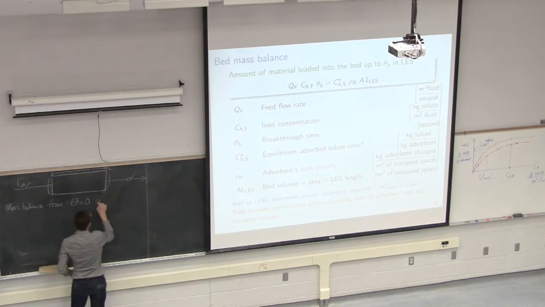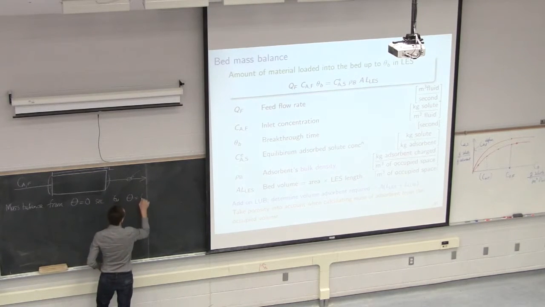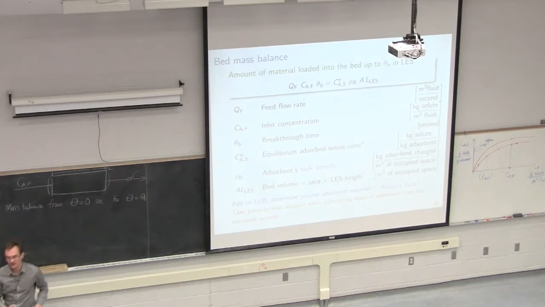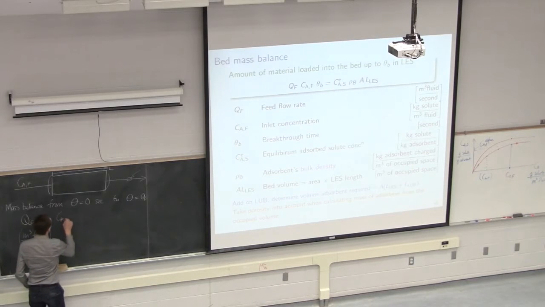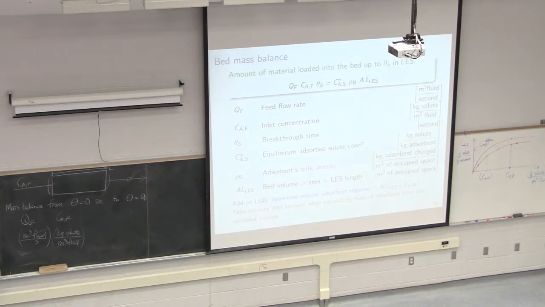from theta equals 0 seconds to your breakthrough point in time. So if you accumulate all the mass that's come into your reactor at that point in time, it's a very straightforward mass balance. On the left-hand side, it says QF. QF is your meters cubed of fluid per second. We're going to multiply that by CAF, your feed concentration. So that's kilograms of solute per meter cubed of fluid. So we get some cancellation there.